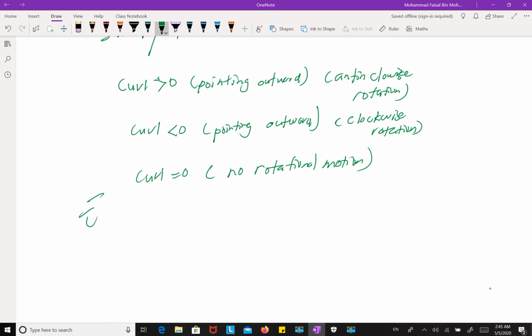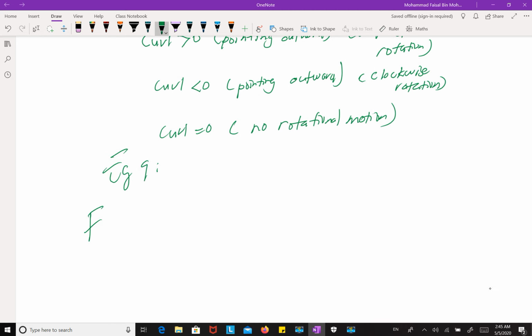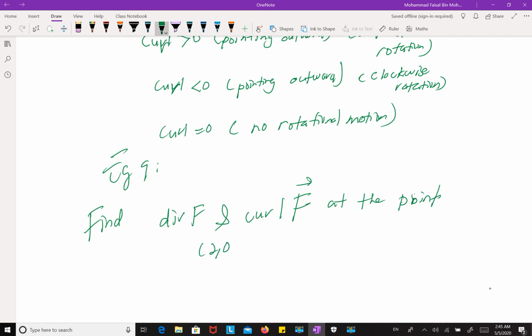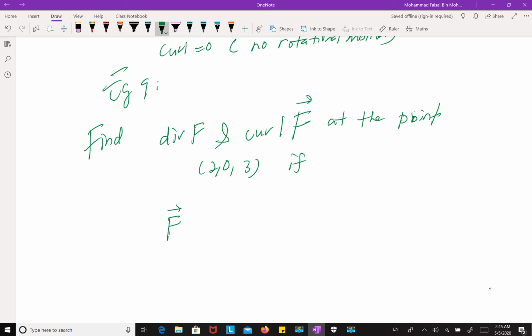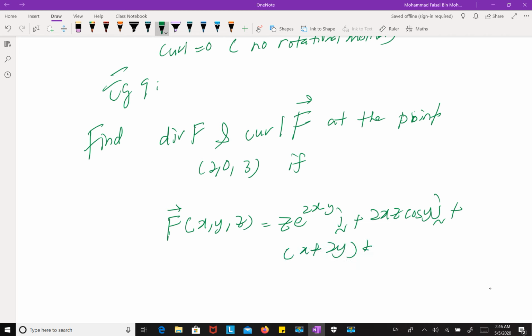Example 9. Find both divergence F and curl F at the point (2, 0, 3) if F(x, y, z) equals z e to the power of 2xy i plus 2xz cos y j plus (x plus 2y) k.